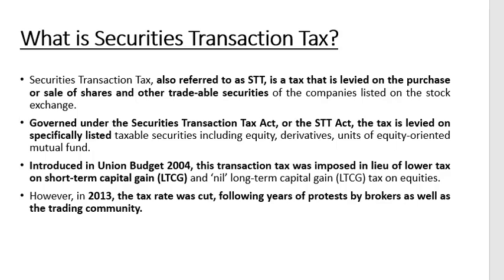The Securities Transaction Tax was introduced in Union Budget 2004, and this transaction tax was imposed in lieu of lower tax on short-term capital gain and a nil long-term capital gain tax on equities. However, in 2013, the tax rate was cut following years of protests by brokers as well as the trading community.